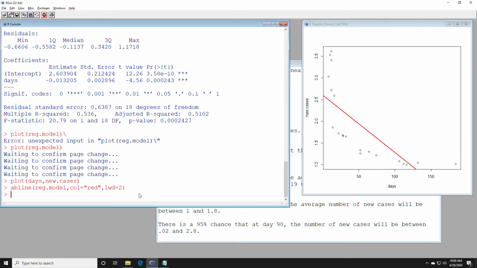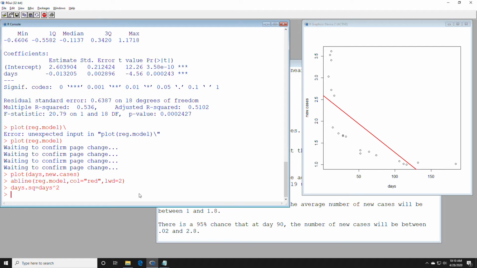I'll just put it like this: days.sq, days squared, is equal to days squared, or you could put days times days, it really doesn't matter. So basically I'm defining a days squared variable. Unfortunately, I have to do this. It would be nice if I didn't have to. So I'm just going to tap up so that I don't have to type it in again. I'm going to be kind of lazy. Okay, I found it.